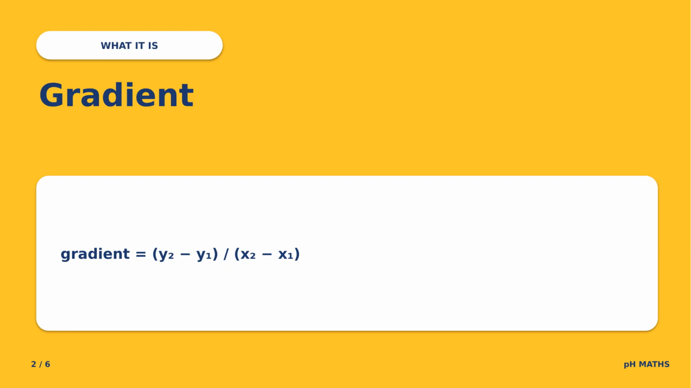Key insight. Positive gradient means the line goes up from left to right. Negative gradient means it goes down. The bigger the absolute value, the steeper the line. So a gradient of 2 is steeper than a gradient of 1/2. A gradient of 0 is a horizontal line. An undefined gradient is vertical.